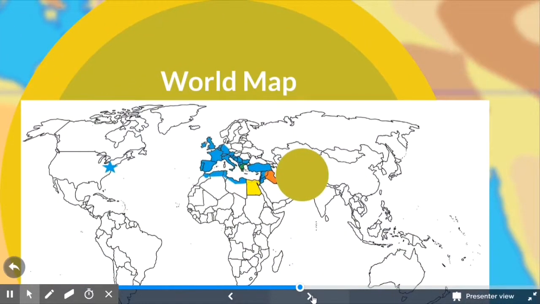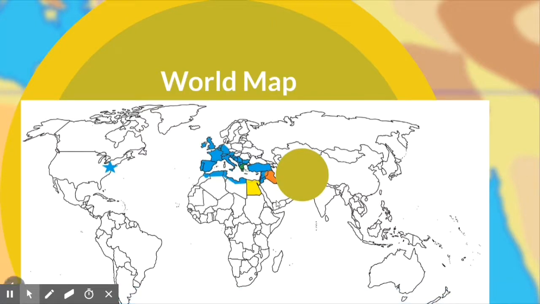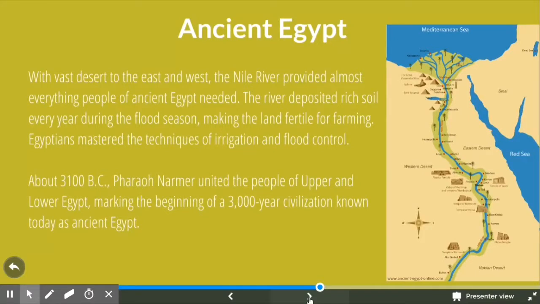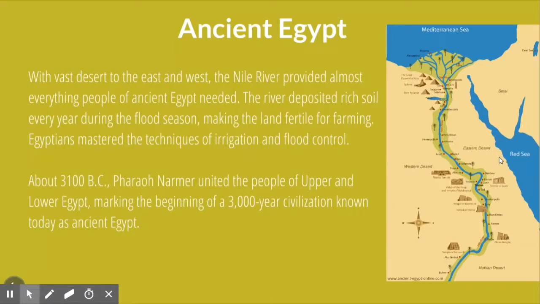So, this is where it is in the world. I used yellow for Egypt. You can see it's right in the upper corner of Africa. This is kind of how ancient Egypt was structured. You can see several different pyramids and monuments in this little map here. So there was desert to the east and west, and the Nile River runs right through this desert.